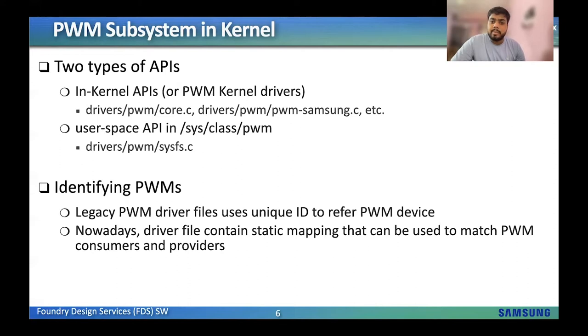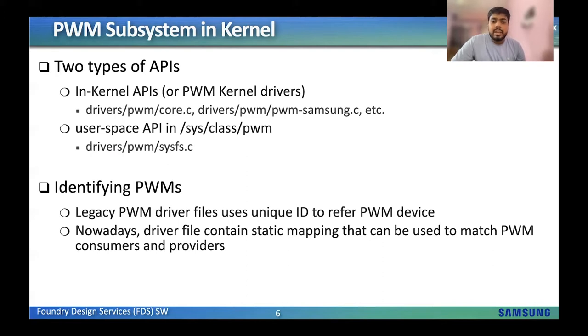In-kernel APIs are the PWM kernel driver APIs. These are basically the main APIs which the PWM devices use to be functional. These are present in the core file of PWM, that is core.c in the drivers/pwm directory. And there are also many platform specific driver files for PWM, and the APIs in all those files are in-kernel APIs only. One example is the Samsung PWM driver file, which is pwm-samsung.c. It is also present in the drivers/pwm directory. We will see these in-kernel APIs in detail in the PWM driver implementation section.